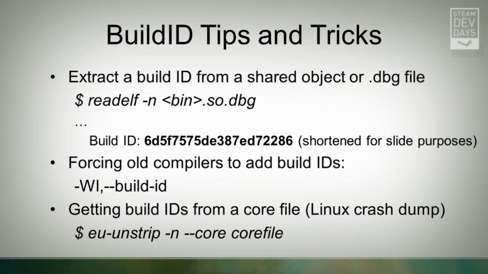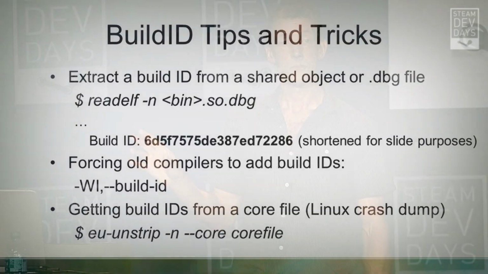Build IDs are very important because they are the core of symbol servers. So it's very useful to know how to get build IDs out of a core file, a Windows crash dump. It took me forever to find the syntax for that, so I had to share it.